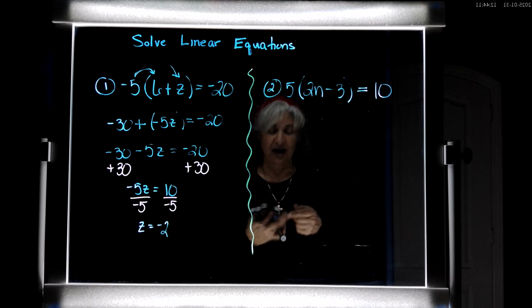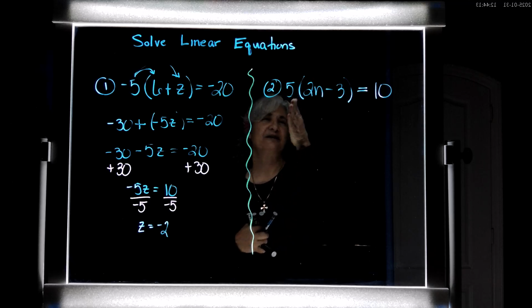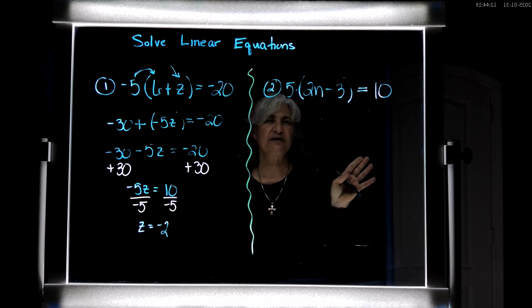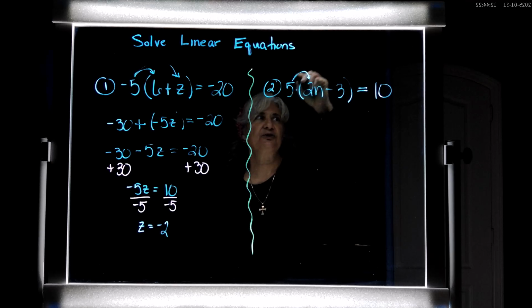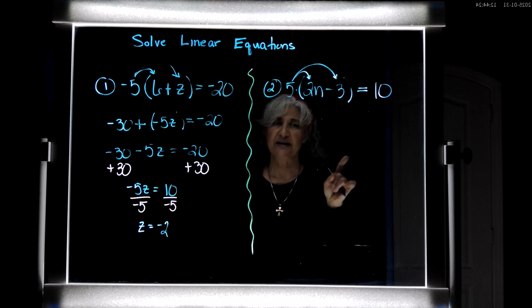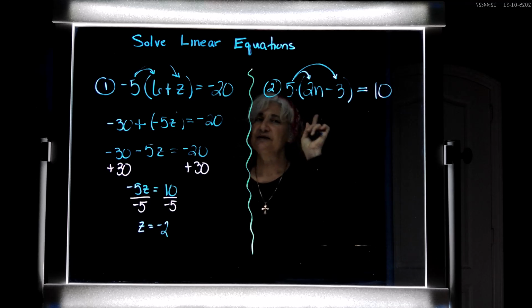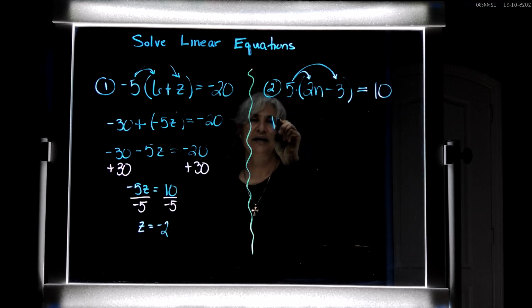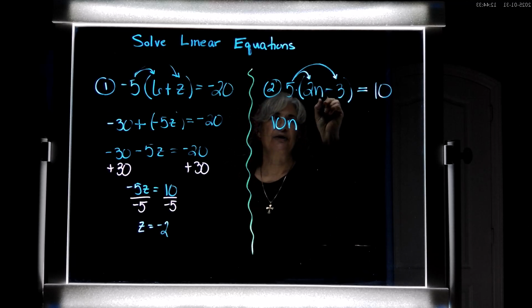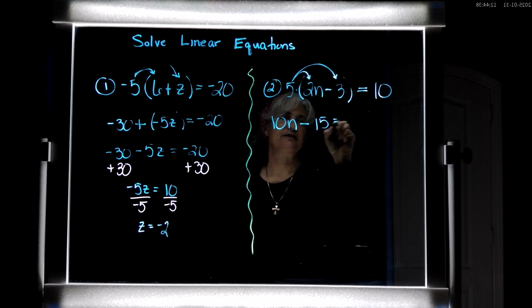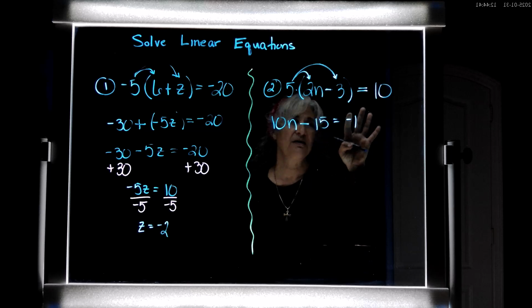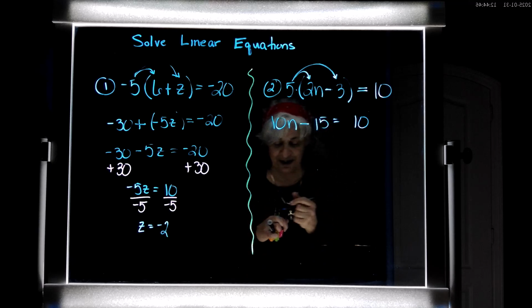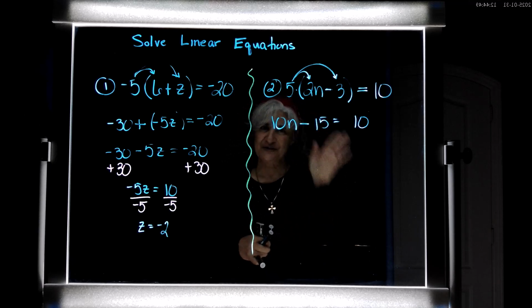Okay, let's look at problem number 2. Same scenario, right? I have got parentheses. I've got a number outside the parentheses. Between here is multiplication. So to get rid of parentheses, you simply have to do your distribution with the two terms inside. So 5 times 2n, 10n. And now you have this minus. And 5 times 3, 15. Excellent. Equals, whoops, see? You're right. This is why I have to have you guys do it with me. +10.